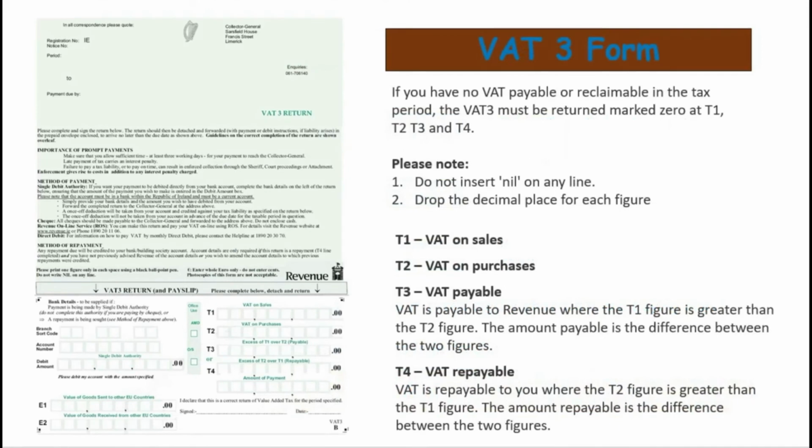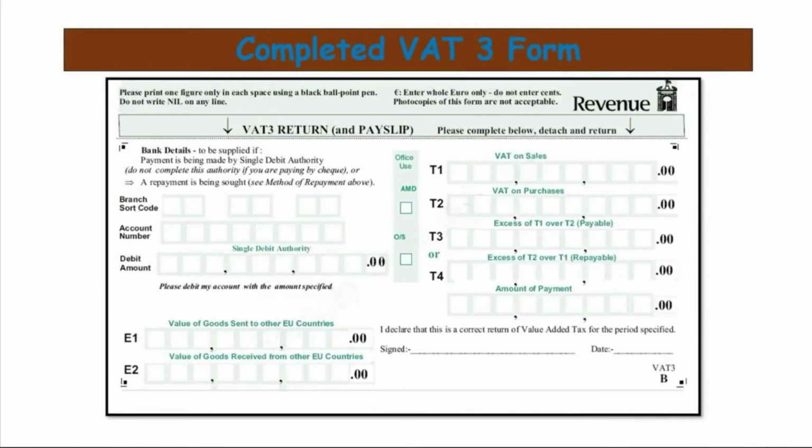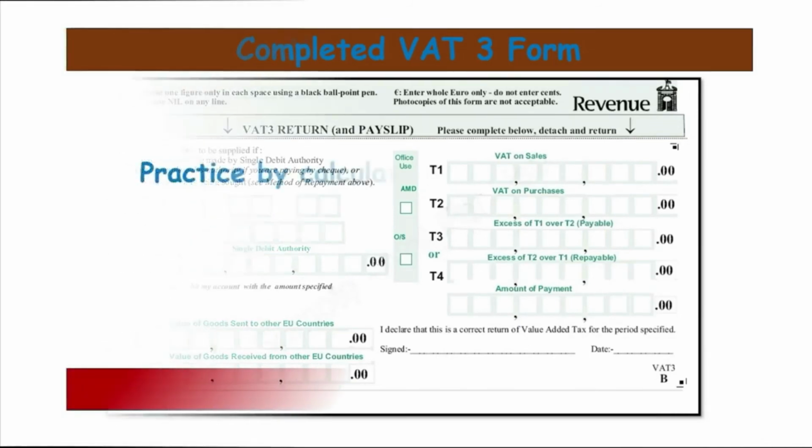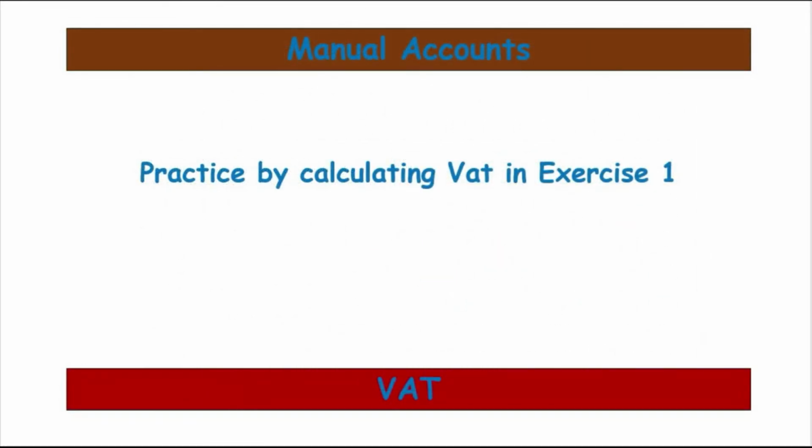When filling out the VAT-3 form, the following applies. VAT on sales goes in the T1 box. VAT on purchases goes in the T2 box. If VAT on sales is higher than VAT on purchases, the difference between the two figures goes in the T3 box. If VAT on purchases is higher than VAT on sales, the difference between the two figures goes in the T4 box. This is an example of a completed VAT-3 form. Pause this video to practice using the figures from exercise 1.